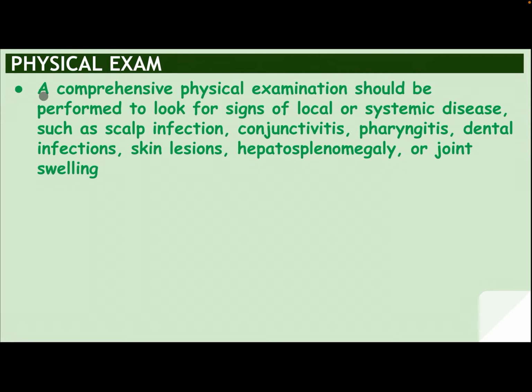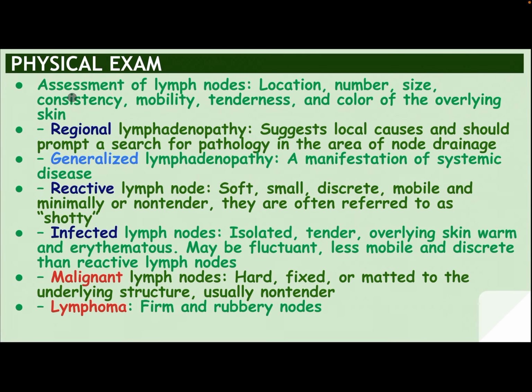Physical examination. A comprehensive physical examination should be performed to look for signs of local or systemic disease such as scalp infection, conjunctivitis, pharyngitis, dental infection, skin lesion, hepatosplenomegaly, or joint swelling. Assessment of the lymph node: location, number, size, consistency, mobility, tenderness, and color of the overlying skin.